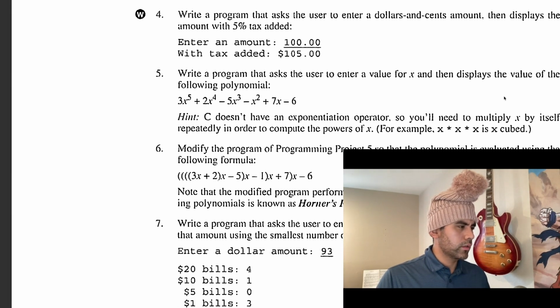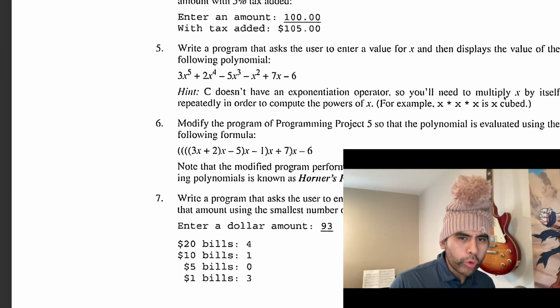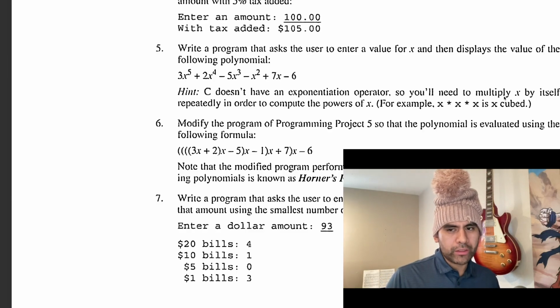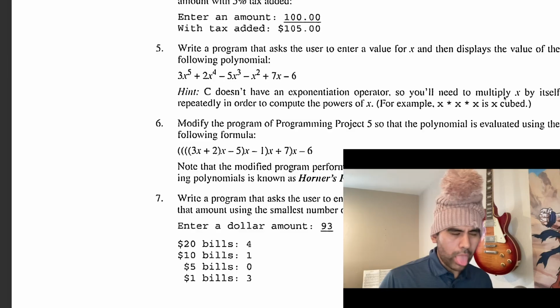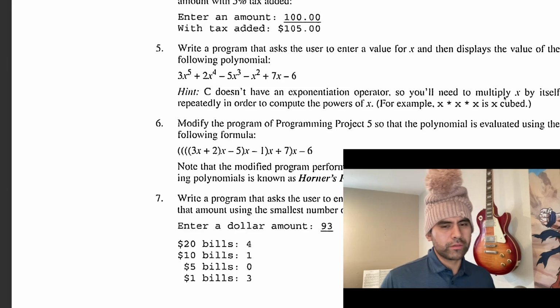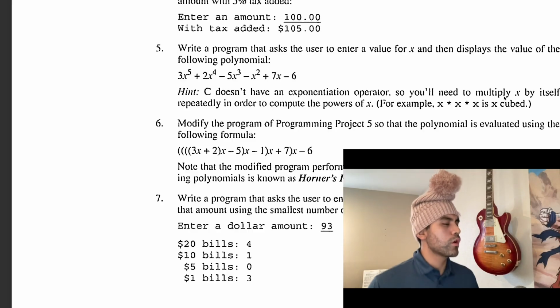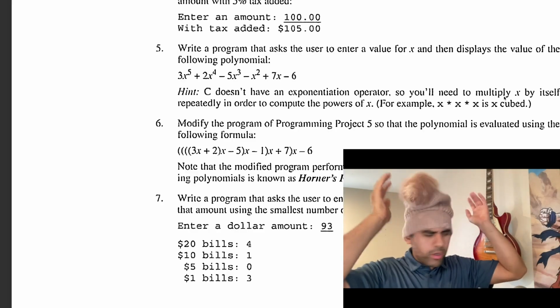Write a program that asks the user to enter a value for x and then displays the value of the following polynomial: 3x to the 5th power plus 2x to the 4th minus 5x cubed minus x squared plus 7x minus 6. C does not have an exponentiation operator, so you need to multiply x by itself repeatedly in order to compute the power of x. All right, let it start brewing.